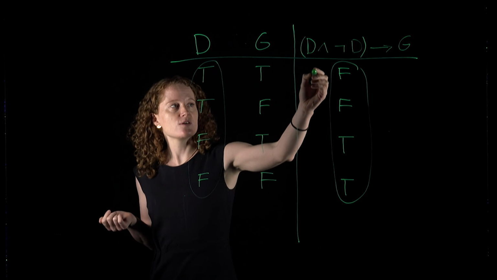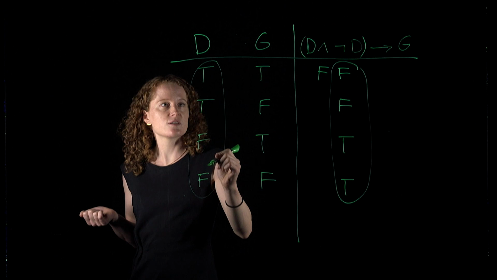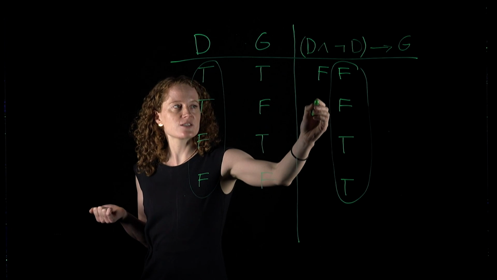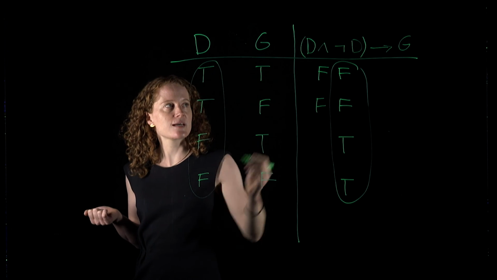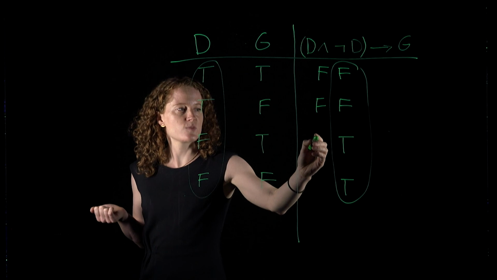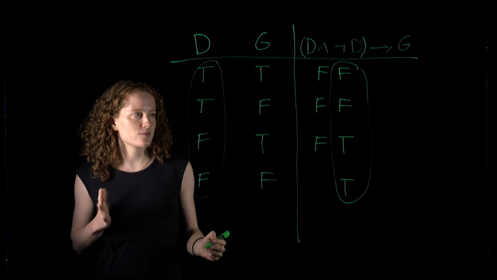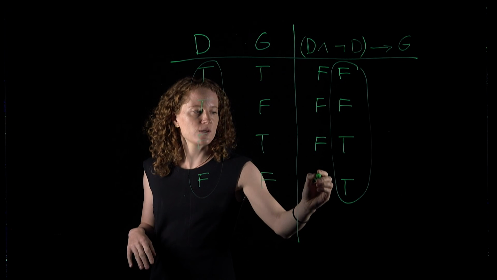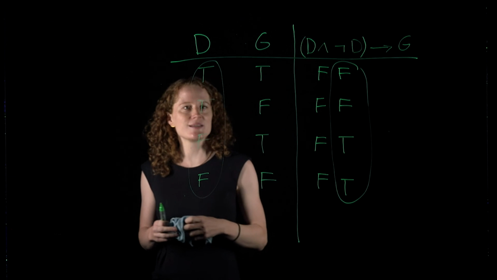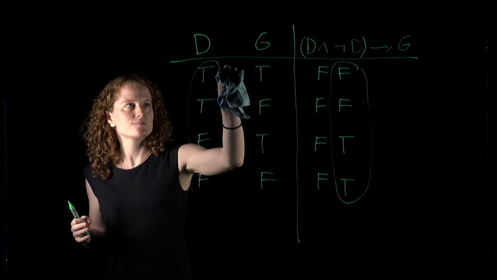Now in the first row, the conjunction is false because the second conjunct is false. In the second row, the conjunction is false again because the second conjunct is false. In the third row, the conjunction is false because the first conjunct is false. And in the final row, the conjunction again is false because the first conjunct is false. So that completes the column under the conjunction sign.